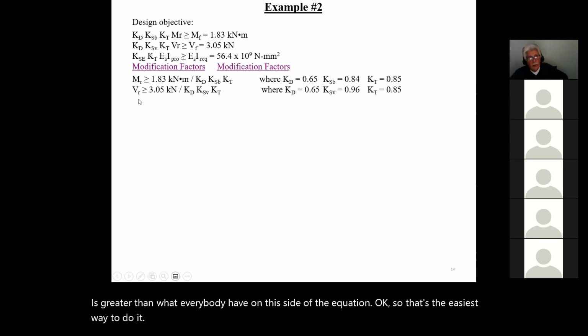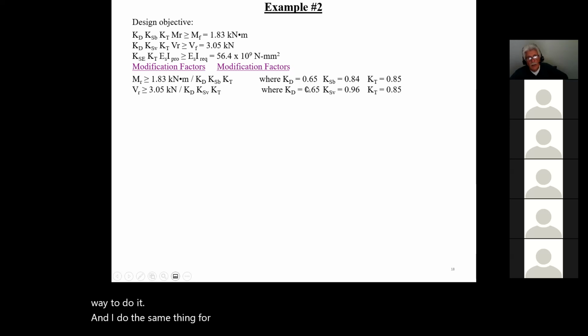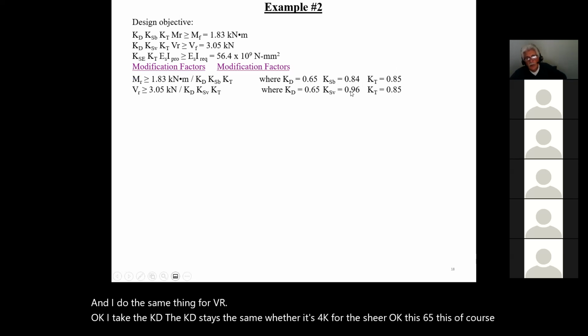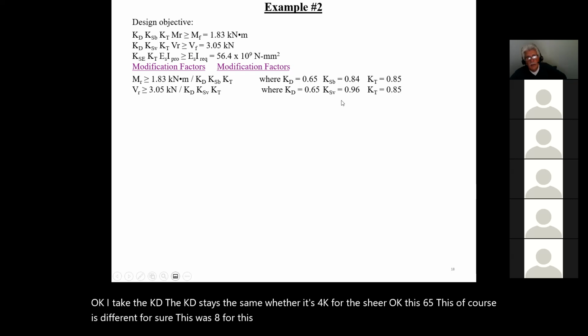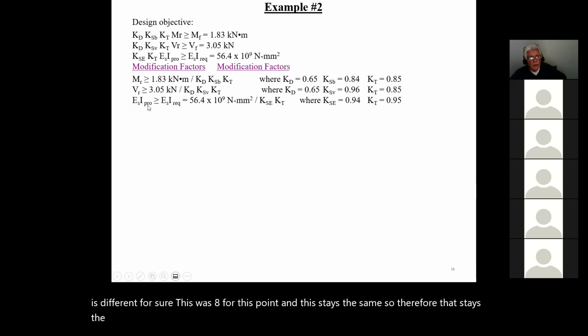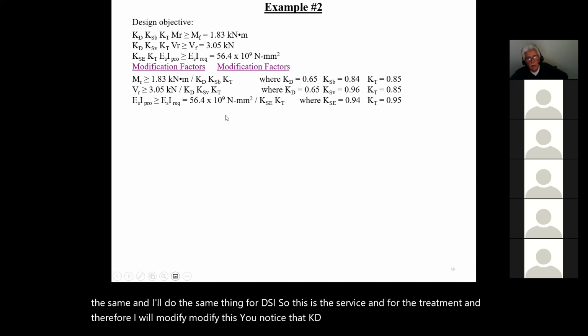And I do the same thing for VR. I take the KD. The KD stays the same for the shear. It's 0.65. This, of course, is different for shear. This was 0.84, this was 0.8, and this stays the same. And I'll do the same thing for the ESI, so this is for the service and for the treatment, and therefore I will modify this. You notice that KD does not come into effect when it comes to bending.